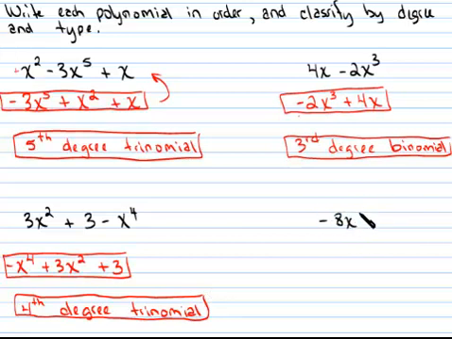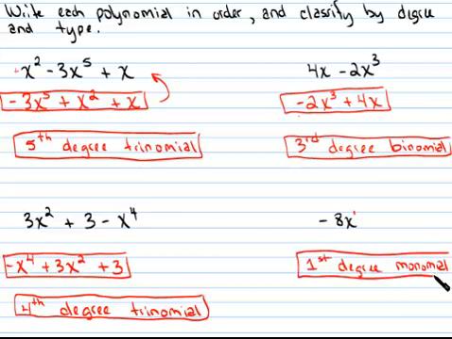Our last polynomial can't be rewritten. It's only 1 term. Just classify it for me. This is a 1st degree, because the highest exponent on the variable is a 1. 1st degree monomial. Monomial means there is only 1 term. So just get comfortable as we're dealing with polynomials in the future, get used to rewriting them in the proper form.